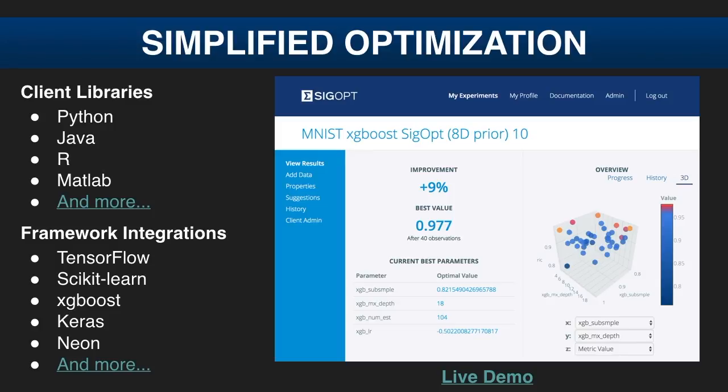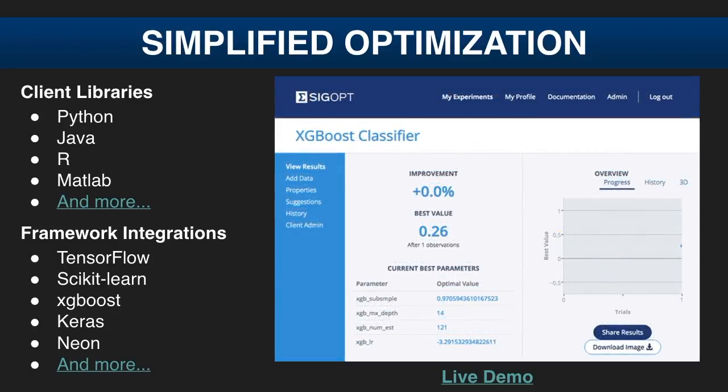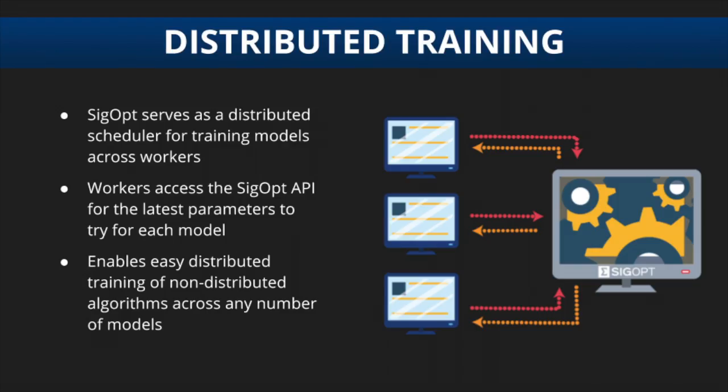The SigOpt optimization platform integrates with any technology stack, and the intuitive dashboards shine a light on the otherwise opaque world of parameter tuning. Just plug our API in, tune your models, and your whole team benefits from the history, transparency, and analysis in the platform. SigOpt also allows you to tune any algorithm in parallel by acting as a distributed scheduler for parameter tuning. This allows you to tune traditionally serial models in parallel and achieve better results faster than otherwise possible, while also scaling across any number of independent models.